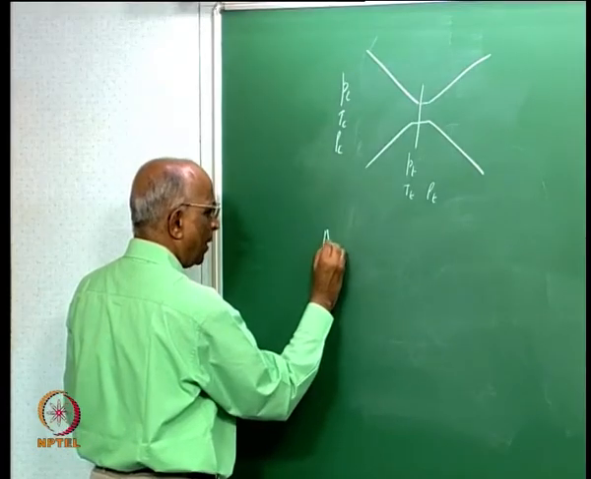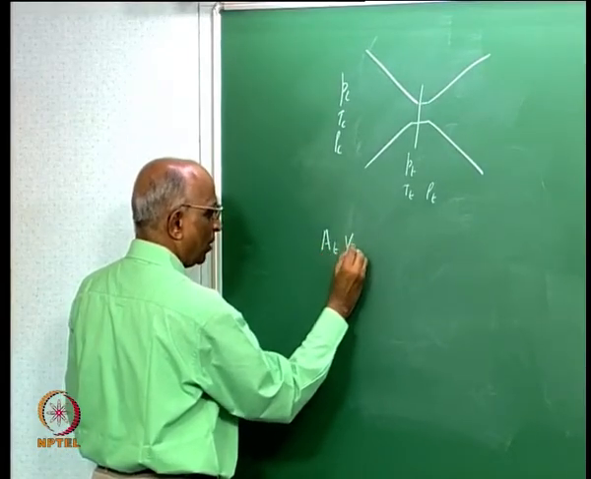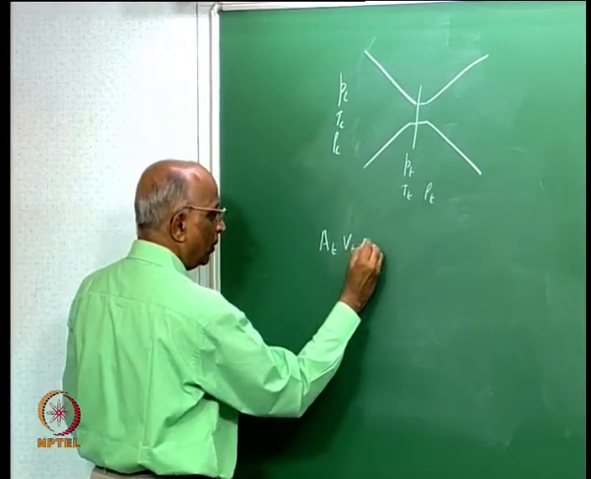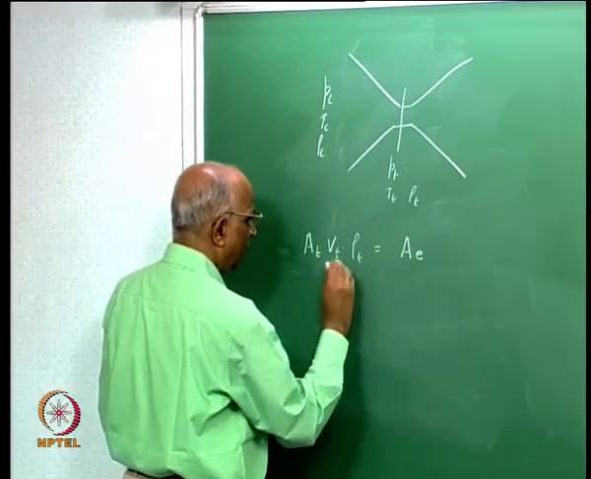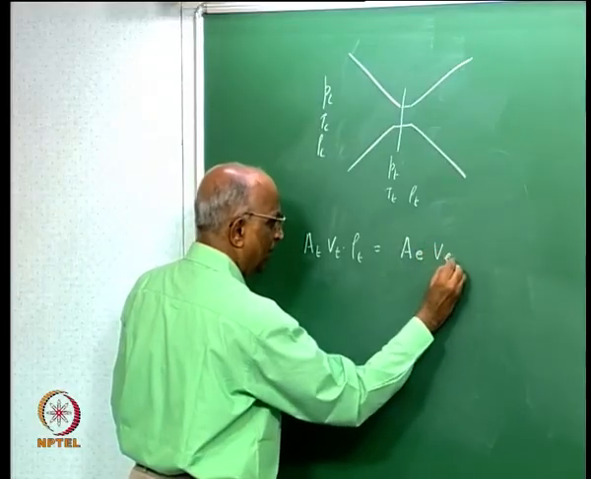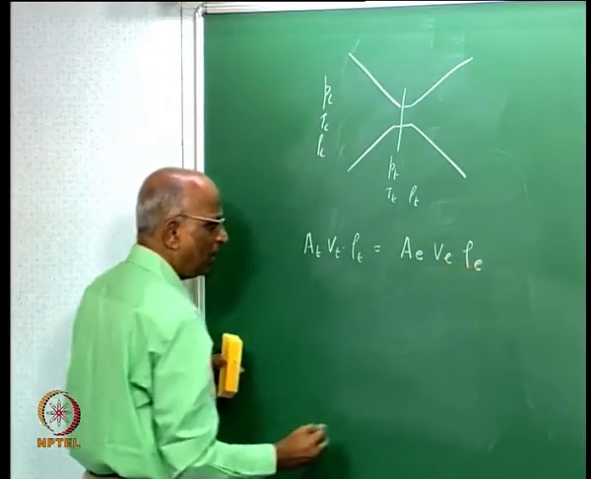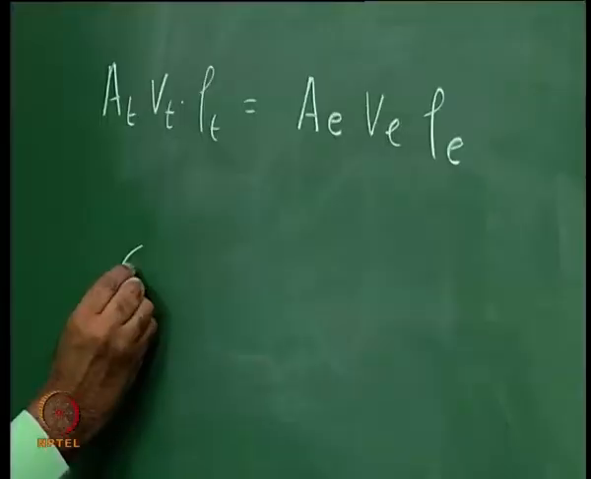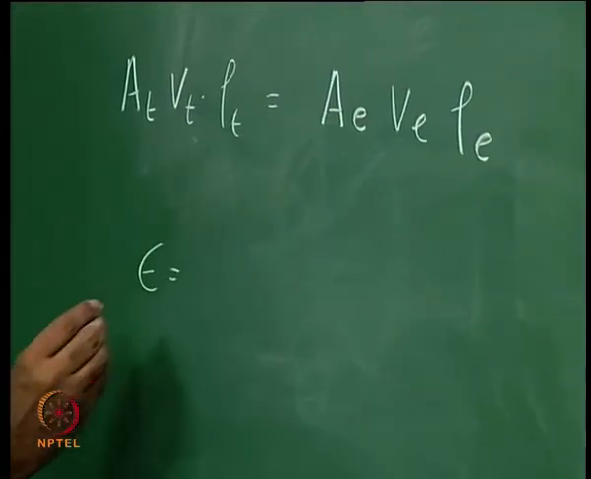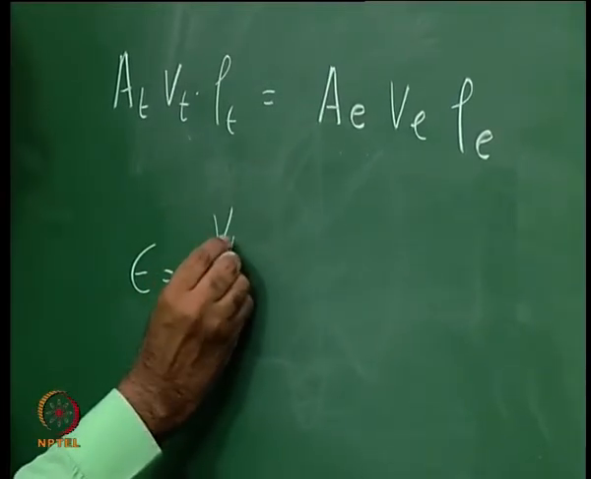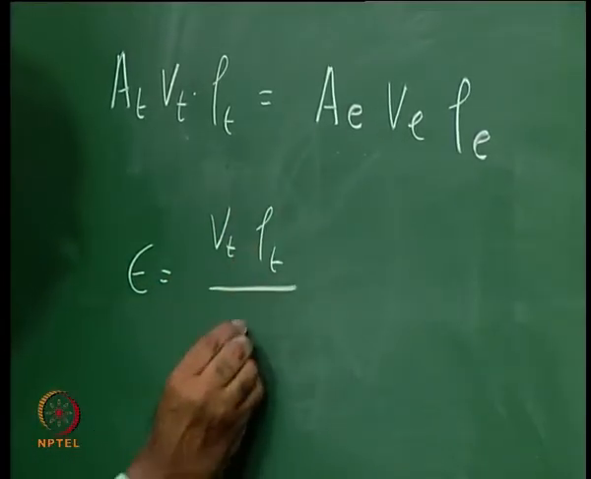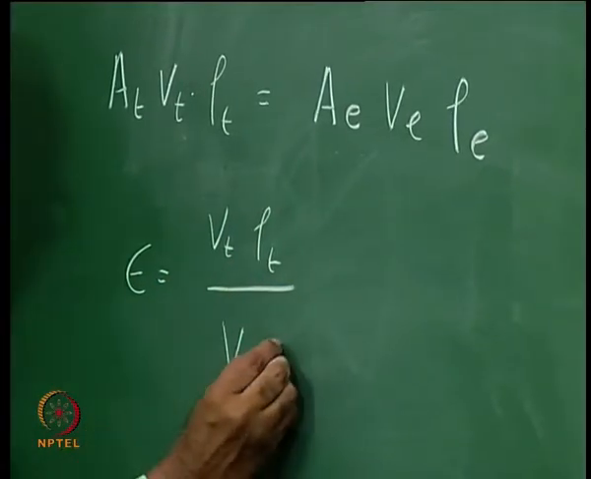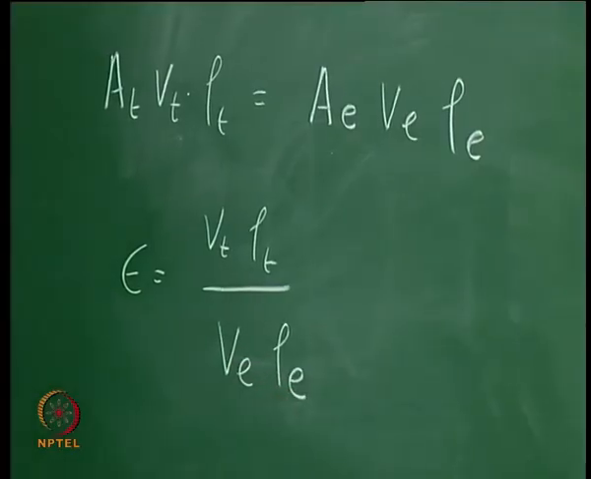Namely, we said area at the throat times velocity at the throat times the density at the throat is equal to area at the exit times velocity at the exit times rho at the exit. Or rather, from this I get the area ratio AE by AT is equal to Vt into rho t divided by Ve into rho e. Is it all right?